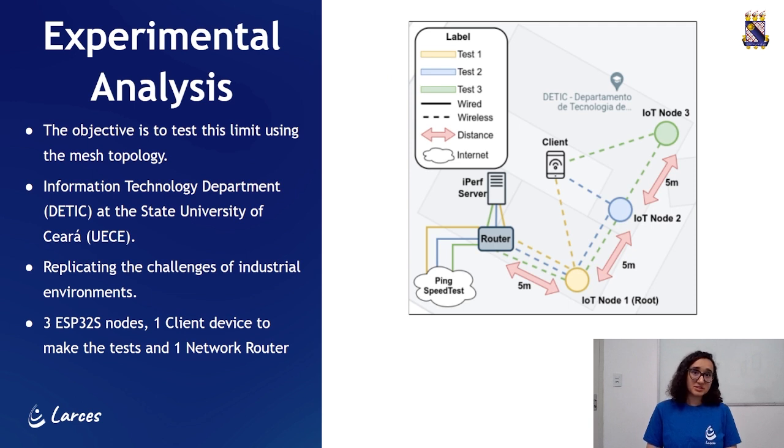To replicate the challenges of the industrial environment, the experiments took place in the Information Technology Department, the TIC, at the State University of Ceara, UECE. This was possible because the TIC contains various equipment such as servers and smartphones that can interfere with the wireless network signals. So we can simulate a real-world scenario, using 3 ESP32 nodes, 1 client device, and 1 network router.